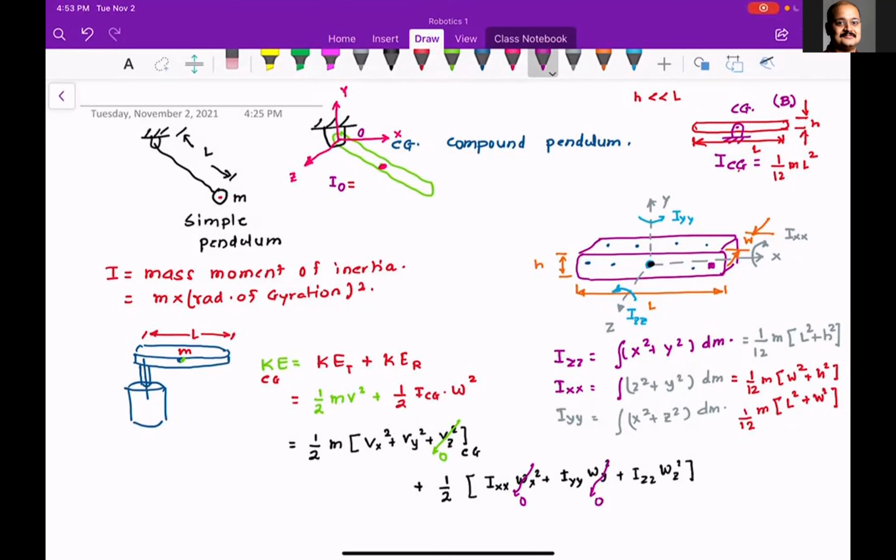But I will have rotation about the z-axis. Do you agree with me? Yes. And I'm going to denote that rotation as theta dot. Everyone understood this?